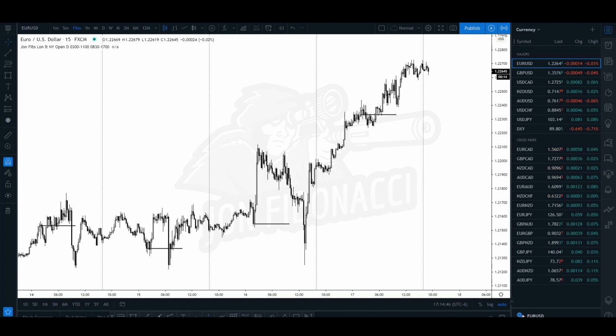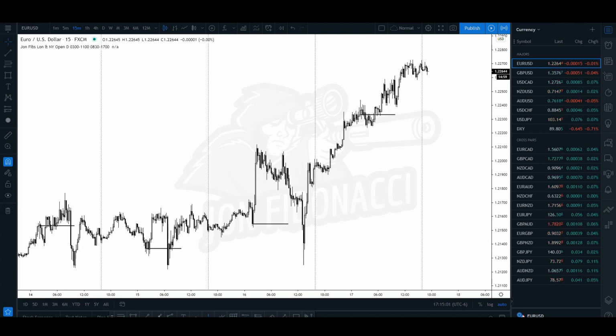So today I want to talk to you about my indicator. If you don't know already, you can go to public scripts and search up John, J-O-N, and you'll get my John Fibs London and New York Open indicator. The only issue with this indicator is that you can't really use it on a daily time frame or higher. So it's really only for intraday trading. I know a lot of people are day traders, so there it is.